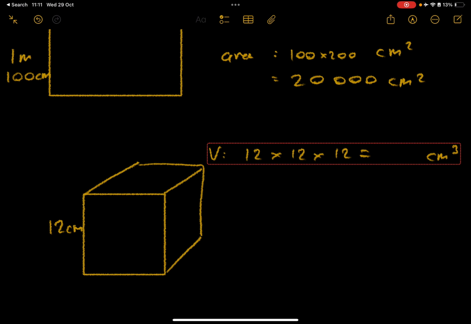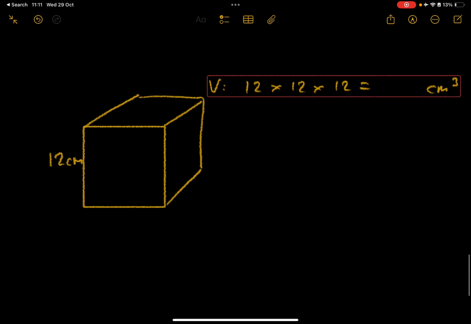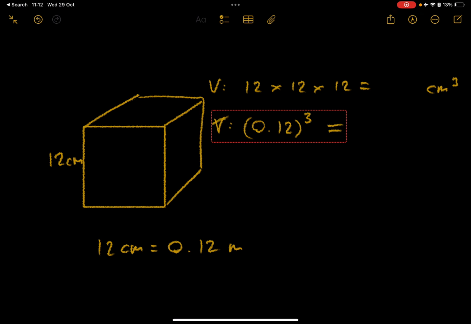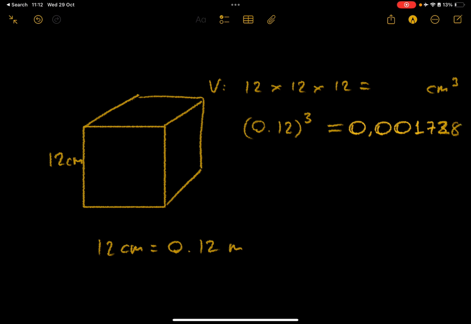In cubic meters, we're going to have to convert all of our units. So 12 centimeters is equal to 0.12 meters. So then, to get the volume of this cube, it's going to be 0.12, and I'm just going to cube that, equals, what are we going to get? So there we go, 0.00173. It should be 28, but it's given us the three significant figures, just as this is 1,728 cubic centimeters.